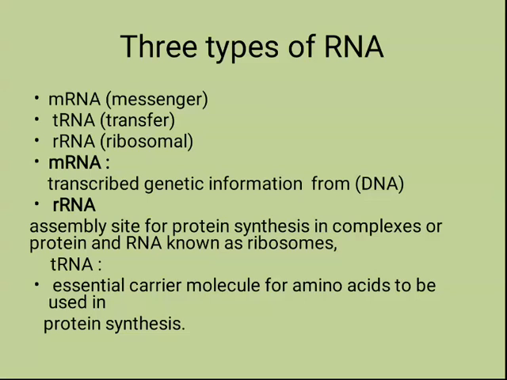Now let's come to the three types of RNA. Number 1, messenger RNA. Number 2, transfer RNA. Number 3, ribosomal RNA. Messenger RNA helps in transcription. Ribosomal RNA helps in the protein synthesis. And transfer RNA is an essential carrier molecule for amino acids to be used in protein synthesis.